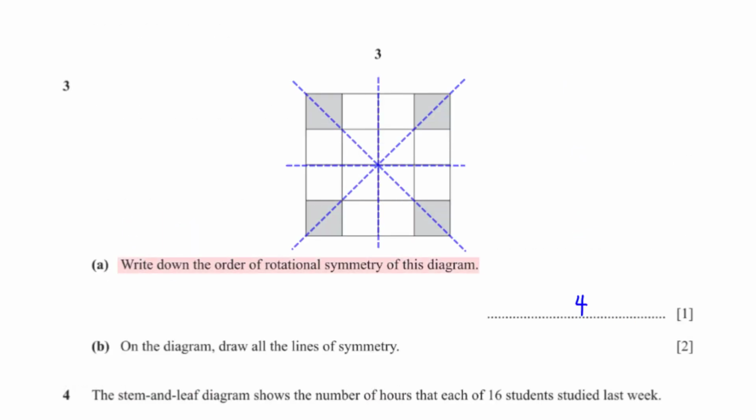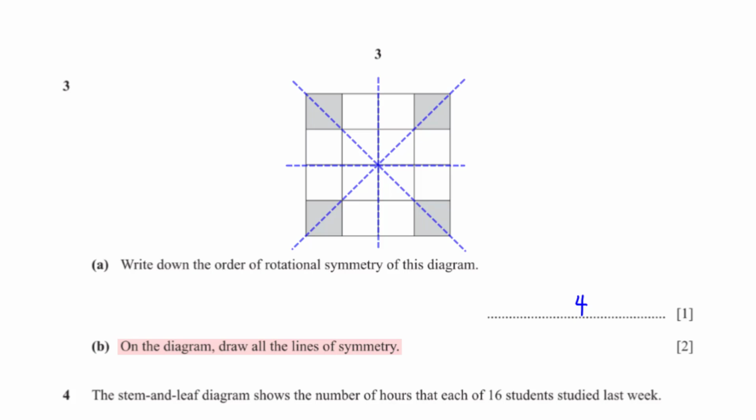Write down the order of rotational symmetry of this diagram. The order of rotational symmetry of a shape is the number of times it looks exactly like the original when rotated 360 degrees about its center. You can use tracing paper to help determine the order of rotational symmetry. You'll see that if we rotate the shape about the center, we get the order of rotational symmetry to be 4.